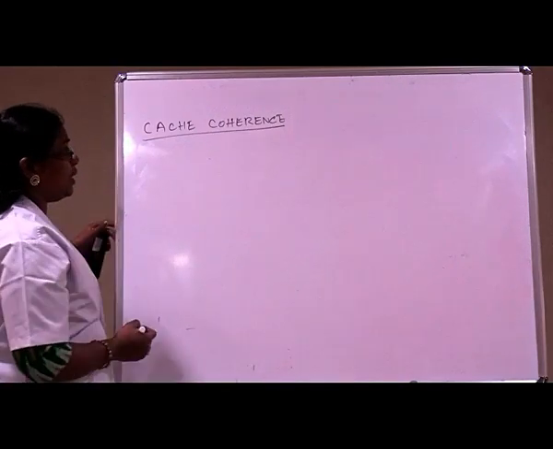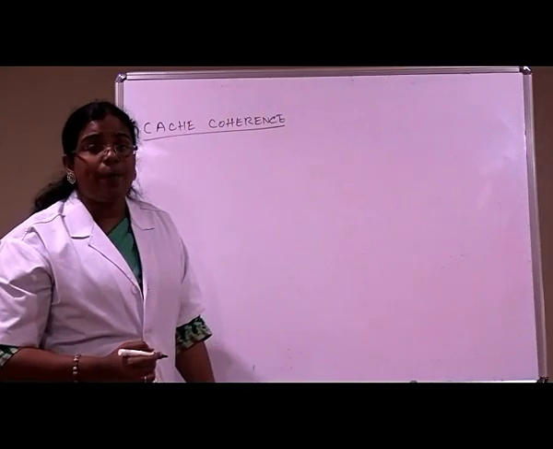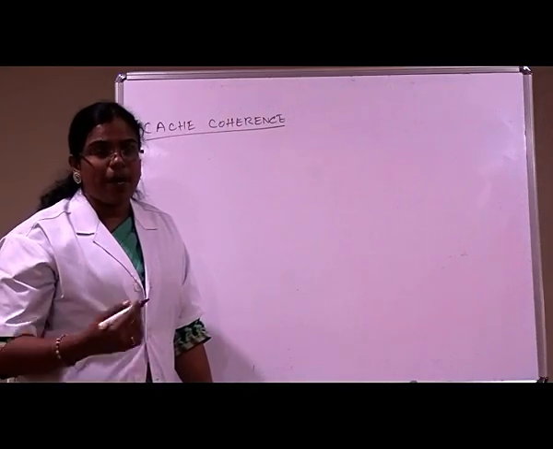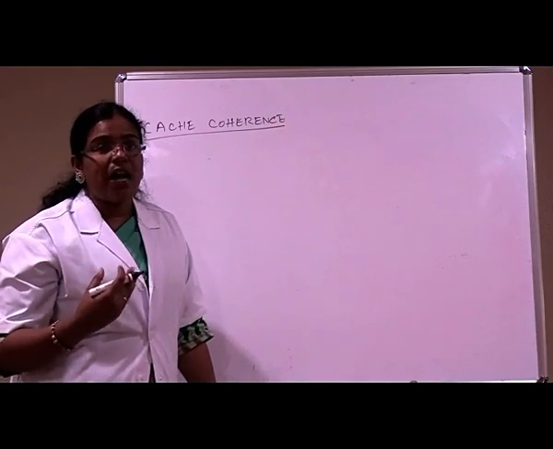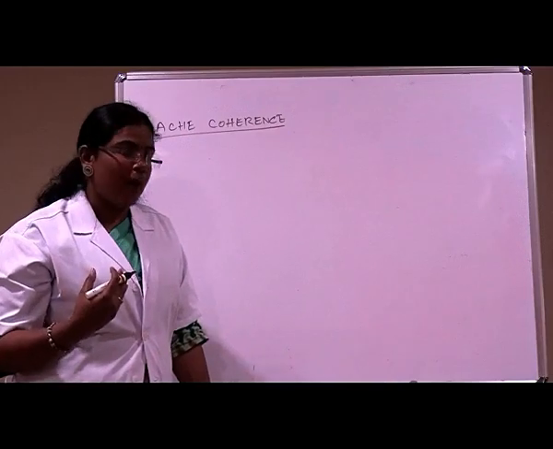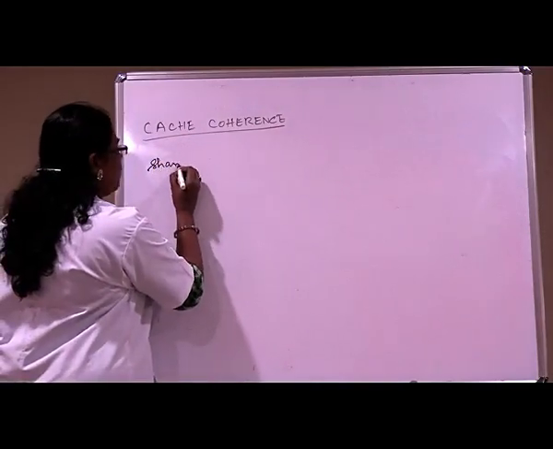First one is cache coherence. To understand the problem of cache coherence, I have to be aware of one particular program. I am taking an example, a shared memory program, to show how it works and how the cache coherence problem occurs.